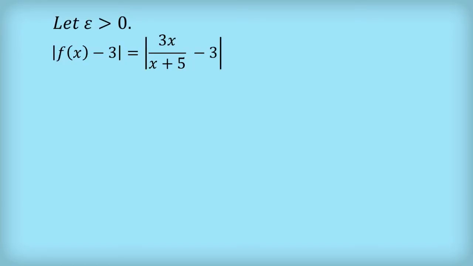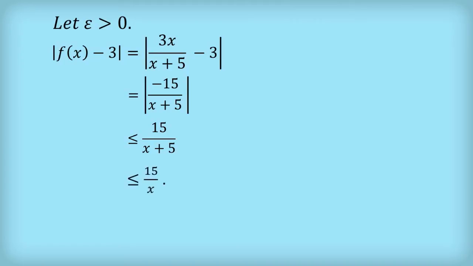So I now say that that equals the absolute value of 3x on x plus 5 minus 3, just filling in what f(x) is. Simplify that, I get that it equals the absolute value of negative 15 on x plus 5. Now x is greater than 0 for everything we're talking about here, and so we can state that that is less than or equal to 15 on x plus 5, which is less than or equal to 15 on x. And that's about as far as we go. That last step there just helps in terms of making the mathematics a little bit easier from now on. Nice to get just a single x down the bottom of the expression.